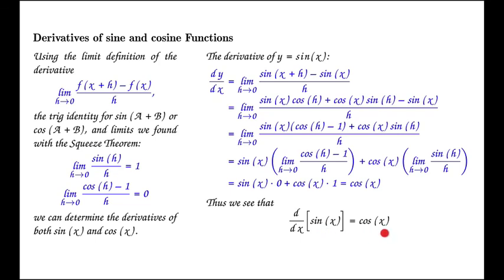Now you can go through the same process to find the derivative of cosine of x. However, make sure you use the trig identity for cosine of a plus b, which is slightly different than the identity that we used here for sine of a plus b.